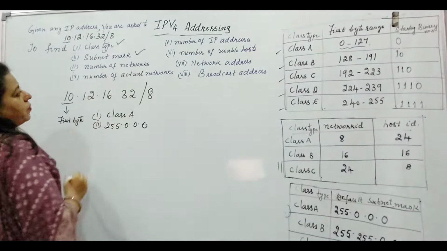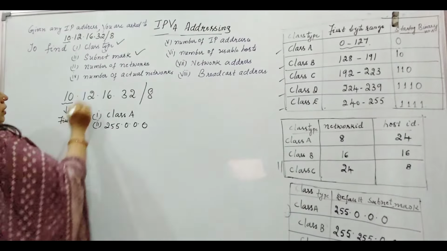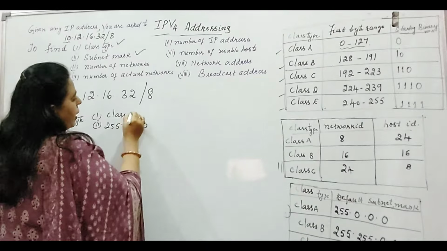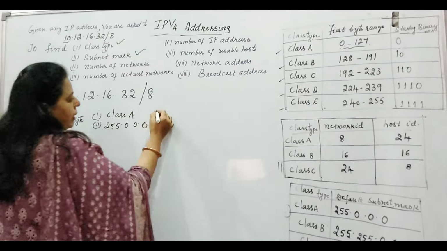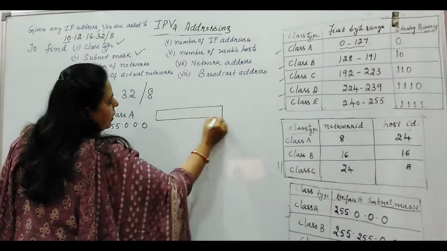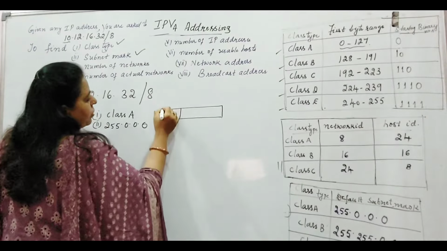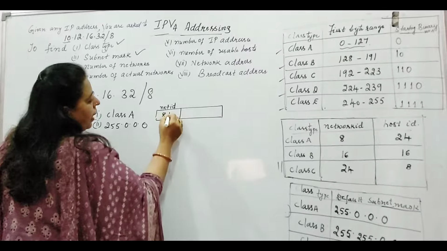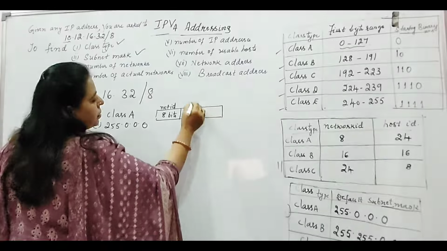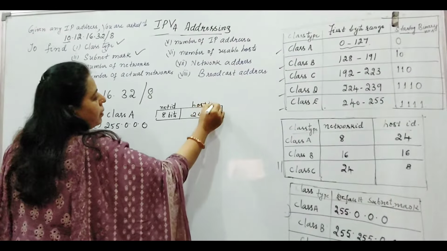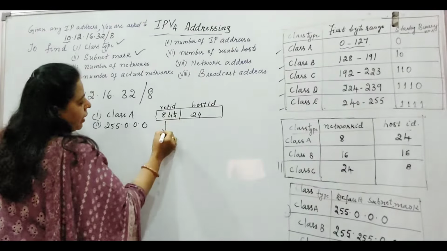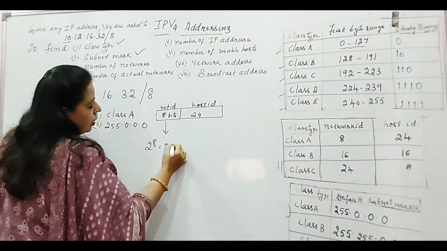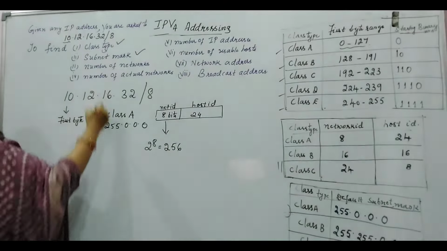Third one is number of networks. How many networks are there with this address, can you determine? Because you have already determined that it is a class A address, and in class A you know very well that 8 bits are meant for the network part. Net ID is 8 bits and host ID is 24 bits. So how many networks are possible? Just check the 8 bits here. Then 2 to the power of 8 is 256. 256 networks are possible here.